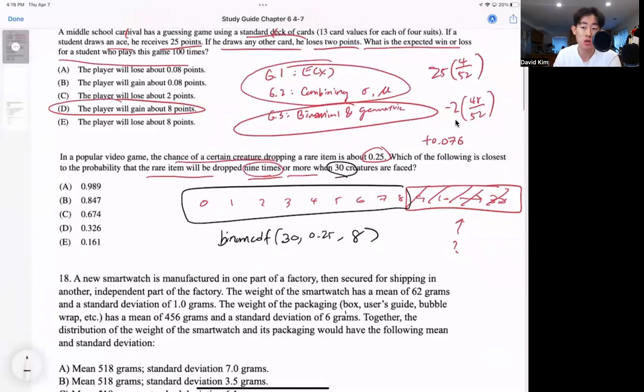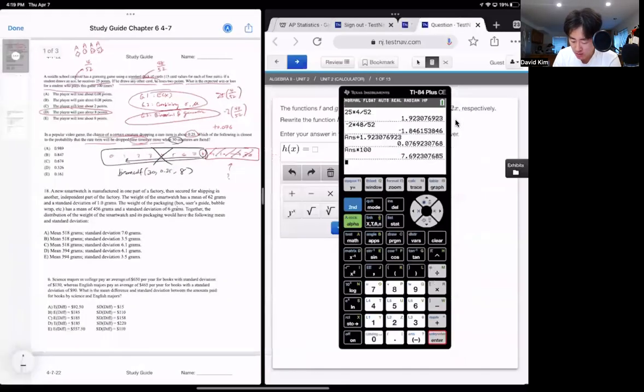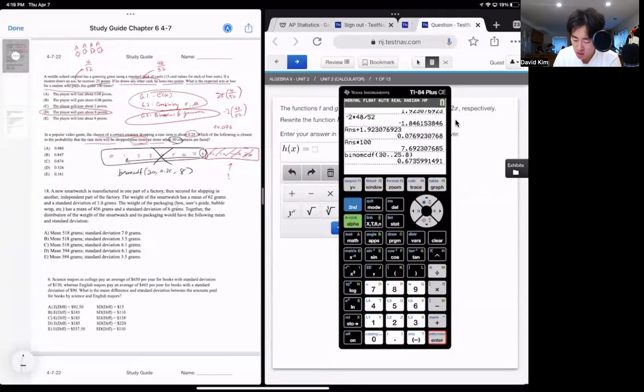And the number here would be 8, because it's going to be 8 or less that I actually want to get rid of from 100%. So if I pull up my calculator, I'm going to go to second VARS, do binomial CDF, a number of trials, probability is 0.25, and the X value is 8, paste. And then I'm going to do 1 minus that number, and I get 0.326 for that.